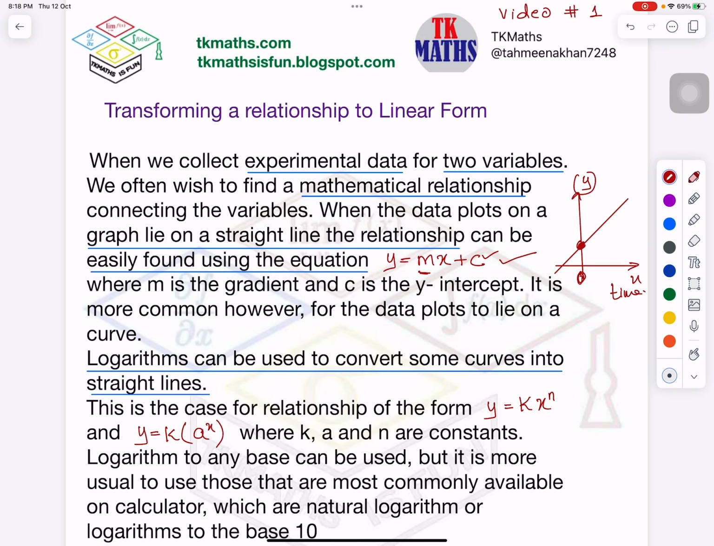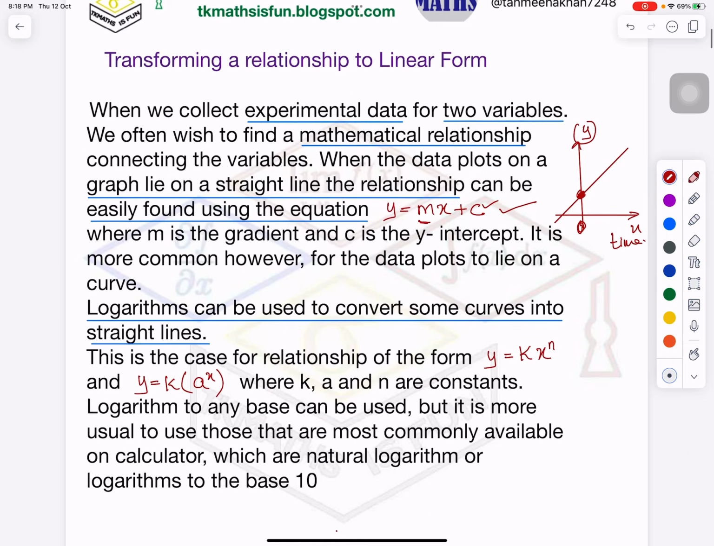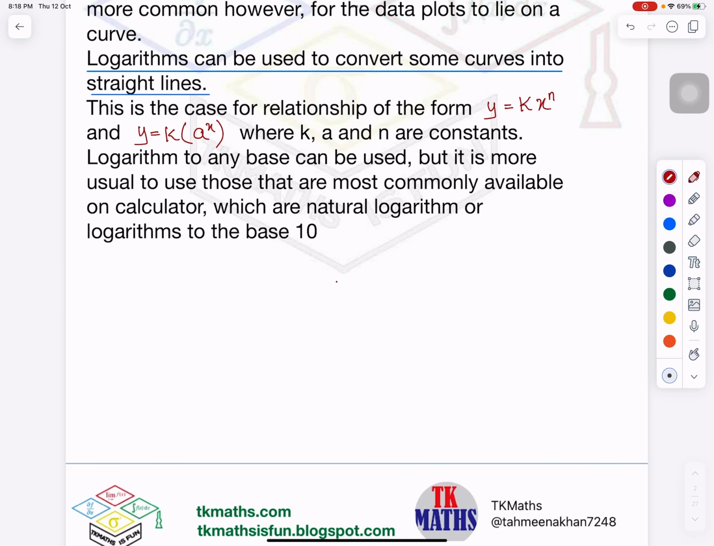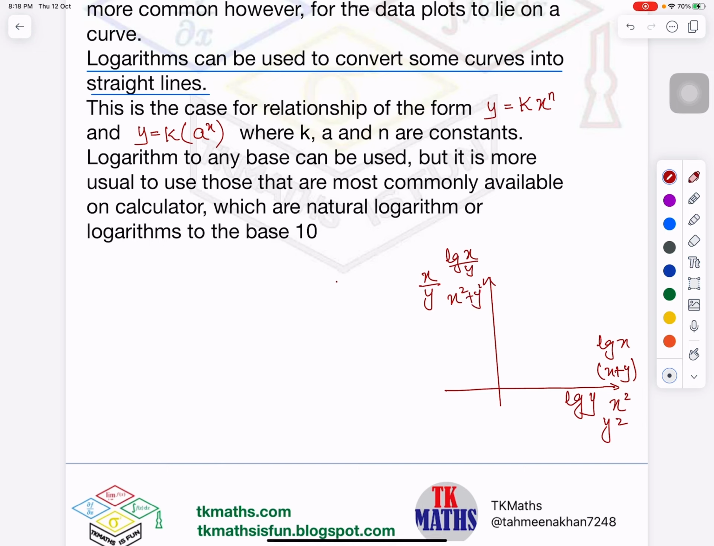Now in this chapter, we will learn how to change any non-linear equation into linear form. So what will be new in this chapter? Your x-axis may have any variable. For example, it may have x square, y square, x plus y, log x, or log y. Similarly, all these could be here, not just y all the time. It could be anything, maybe x over y, maybe log x over y, maybe x square plus y square. So it could be anything.